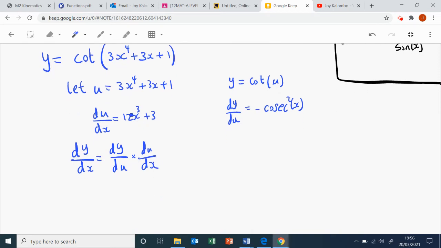Okay, so dy by du is going to be minus cosec squared of, oh, that should not say x, that should say u. So if anyone is thinking, why is it written x? It should have been u. So yeah, you caught me out. Minus cosec squared of u, multiplied by 12x cubed plus 3, and put those in brackets.